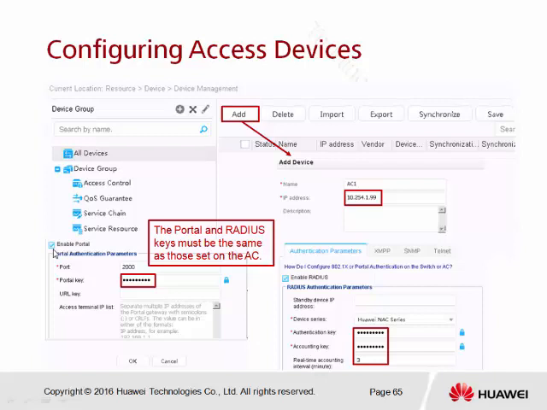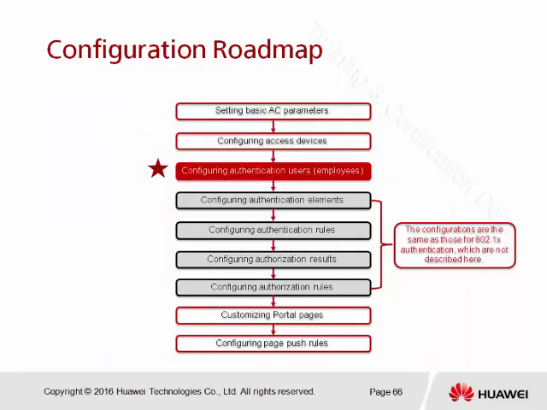So from here you can see we're using the authentication. Make sure the port and the RADIUS key must be the same. Then step number 3, configuring the authentication user. To show you the example for the employee.